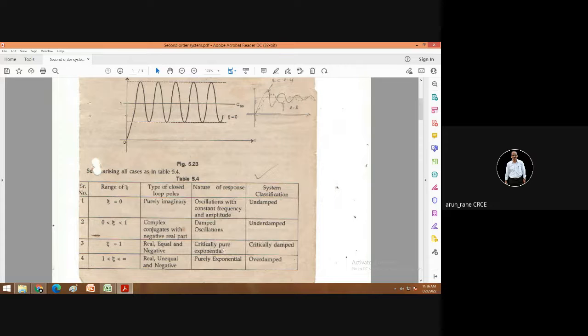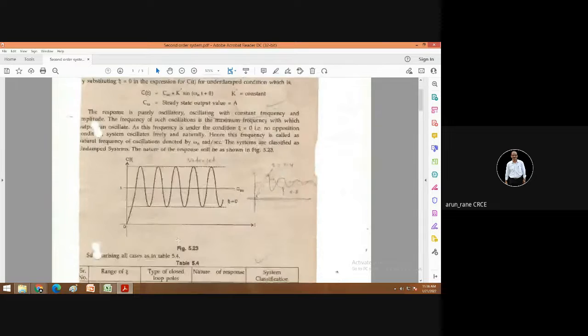Here the response is pure exponential, critically pure exponential, and for overdamped it is also purely exponential. If the value of zeta is 1, then the system is critically damped. Here the closed loop poles are real, equal and negative. And for overdamped, zeta is between 1 and infinity, and the closed loop poles are real, unequal and negative.